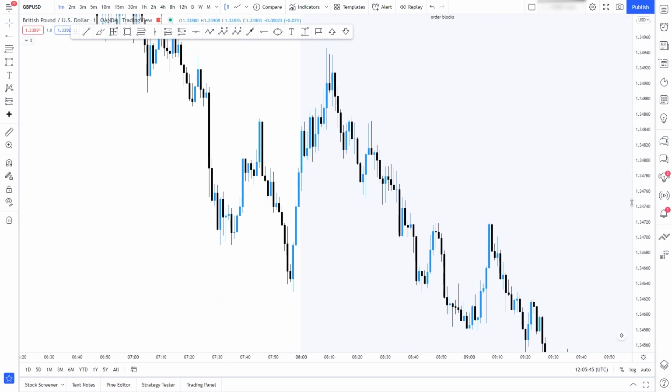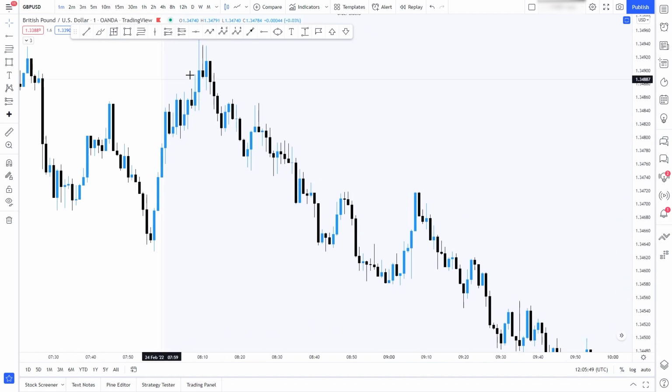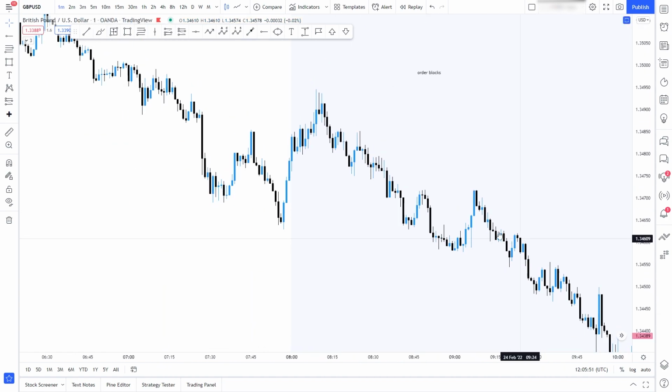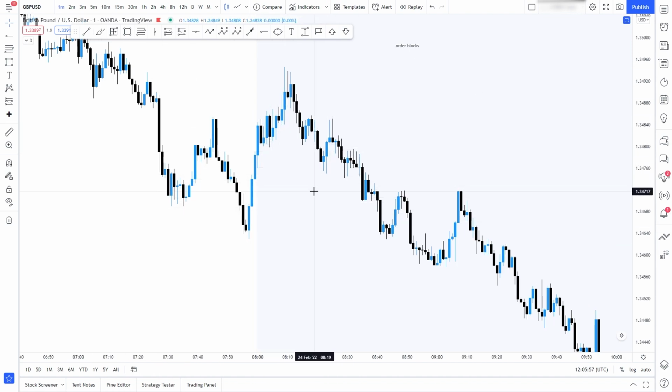So on the 1 minute time frame, this is on the 24th of February 2022. I'm going to be showing you some trades that you could have taken using an order block strategy on the 1 minute time frame. There's so many opportunities on the 1 minute, but there's so many fake outs too. So you have to be careful. You have to know what you're looking for.